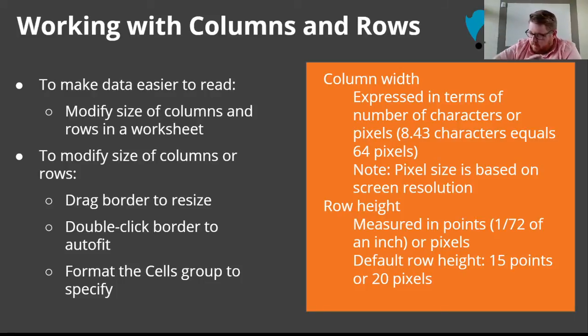So say you have a 20 long piece of data. If you double click the border, it will change to fit that 20 long. Or you can select whatever cells you need to change the size of, right click on them, go to cell size, and you'll be able to change that. You'll be able to either change the column width or the row height. You just have the option to do either.